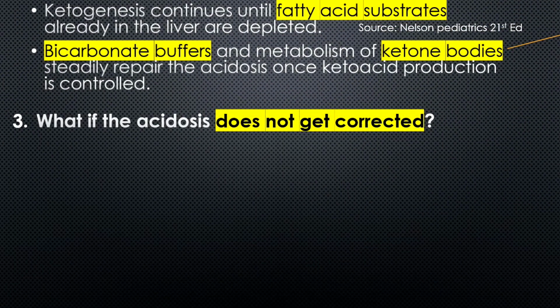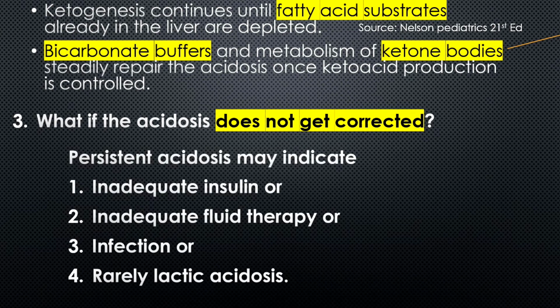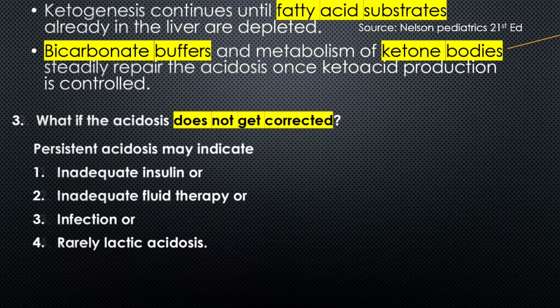What if the acidosis doesn't get corrected? If the acidosis doesn't get corrected, we have to rule out these 4 points, that is inadequate insulin, inadequate fluid therapy, infections, and lactic acidosis.